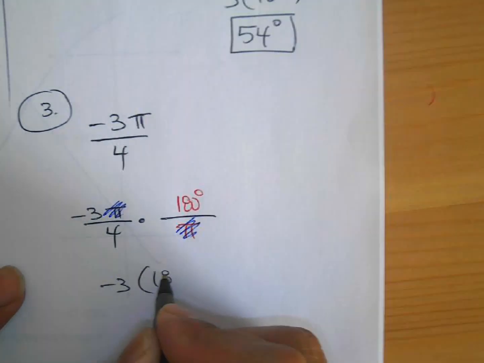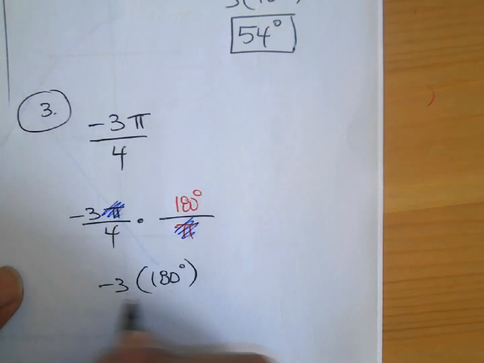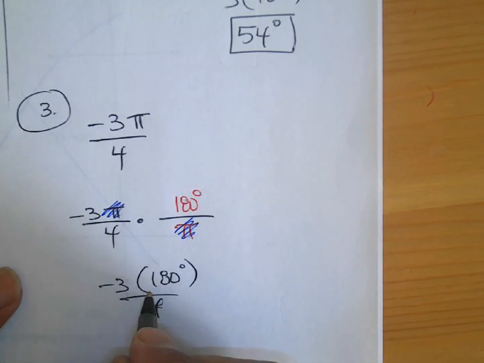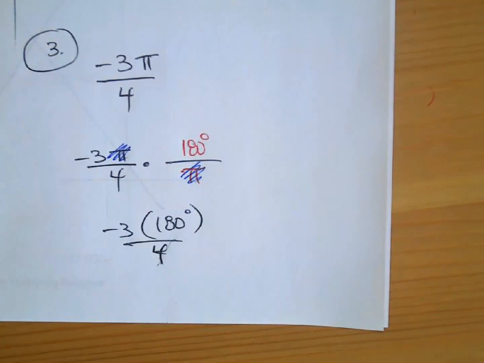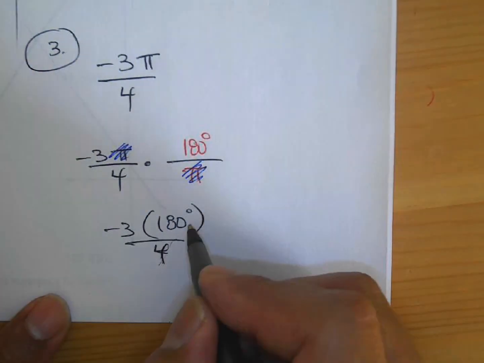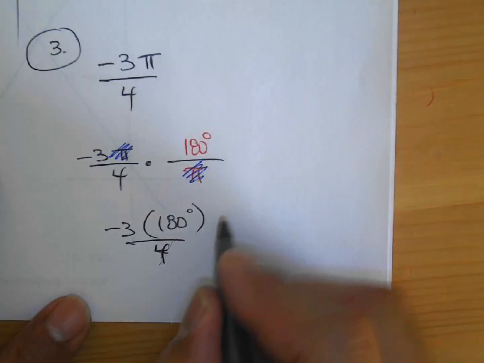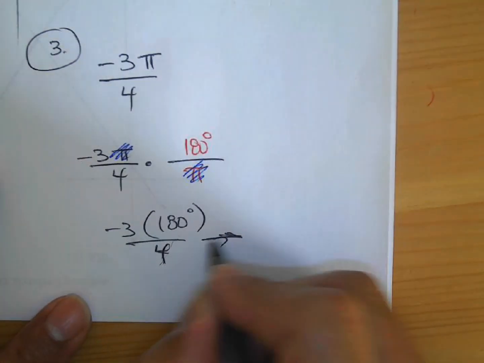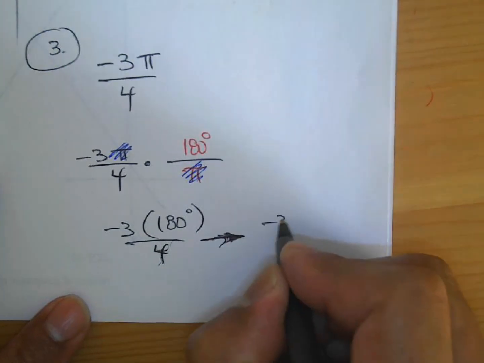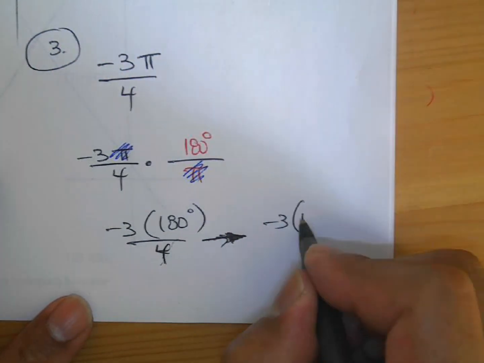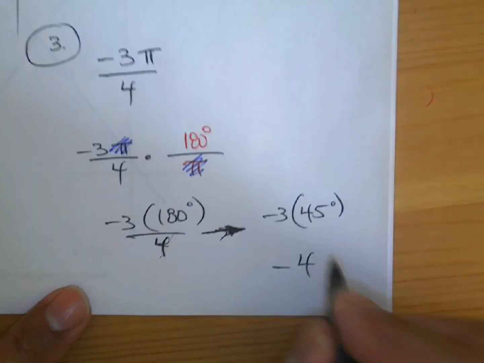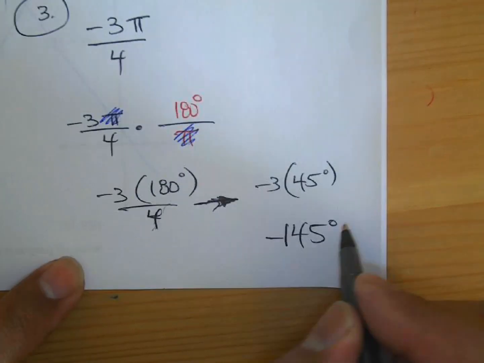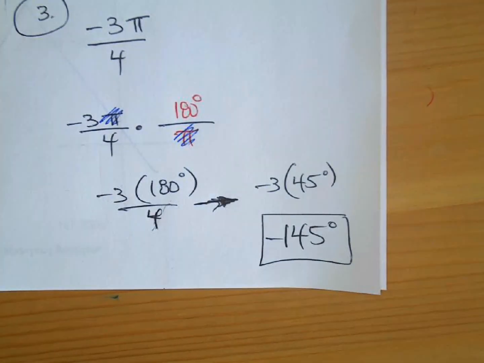You're left with negative 3 times 180 degrees divided by 4. Again, don't multiply this and get a bigger number. The 4 can divide the 180. 180 divided by 4 is 45. So that's going to be negative 3 times 45 degrees. Your answer is going to be negative 145 degrees. All right, there you go. Good luck.